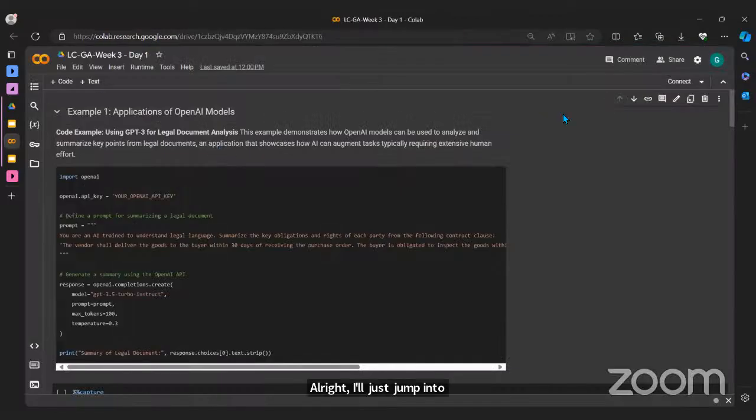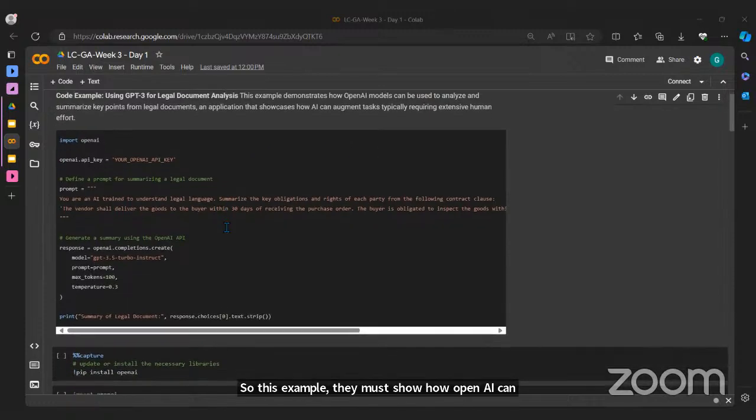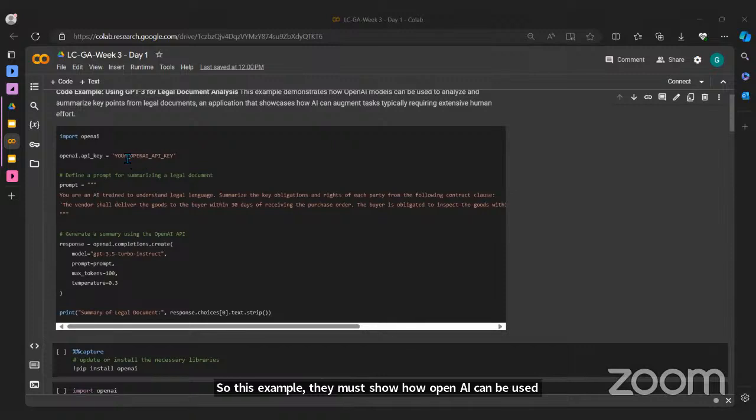Okay, so we talked about applications of AI models, right? The first example here is about using GPT-3 for legal document analysis. This example will demonstrate how OpenAI can be used to analyze and summarize key points from legal documents. So we have a prompt. We all know the process. We import our OpenAI, put in our key, define our prompt, and then assign it to a model and wait for the response.